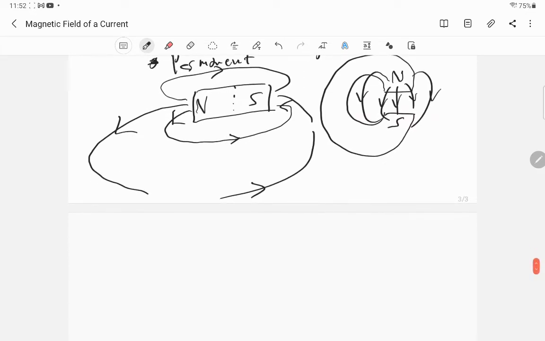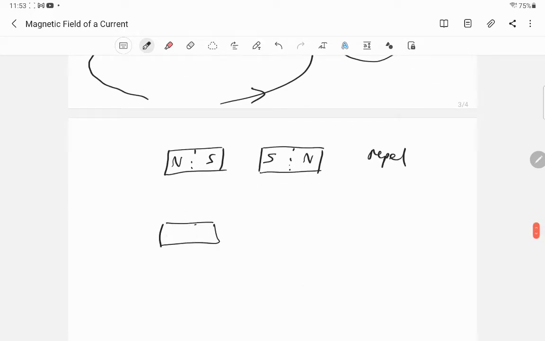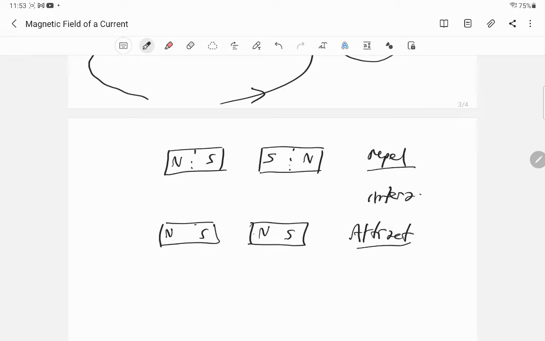That's really easy because if you take two north-south magnets and you put them nearby each other, if you put them this way, they repel. But if you put them this way, they attract, right? So here is all you need to know: there is interaction. So magnets interact with magnets.